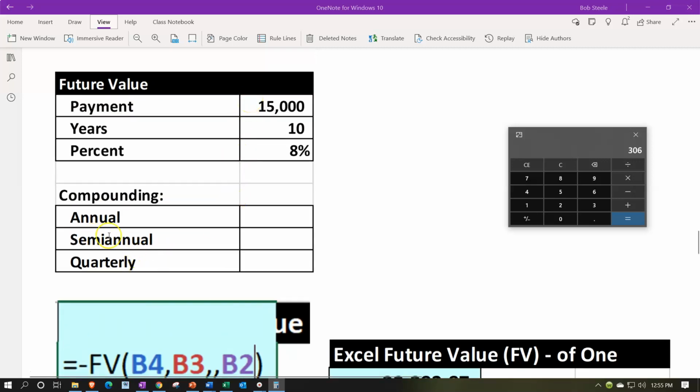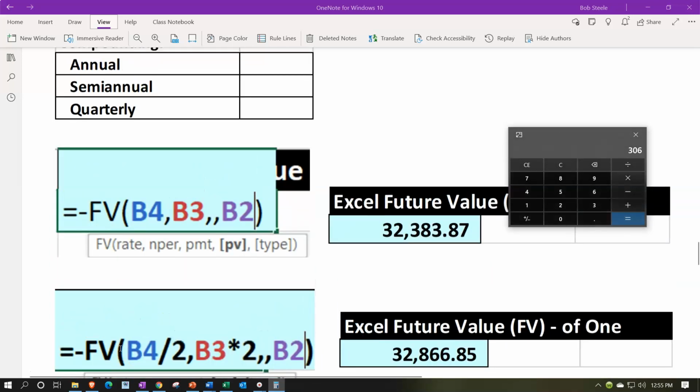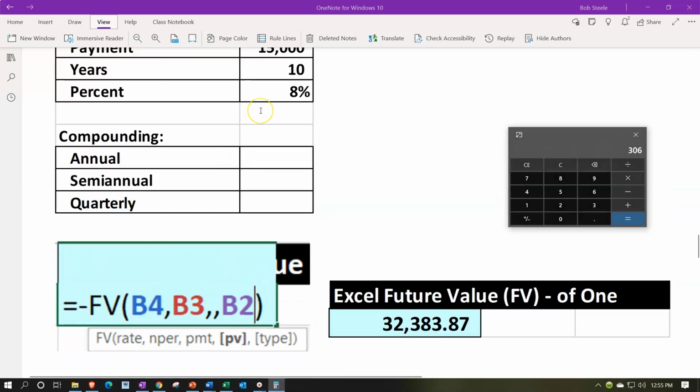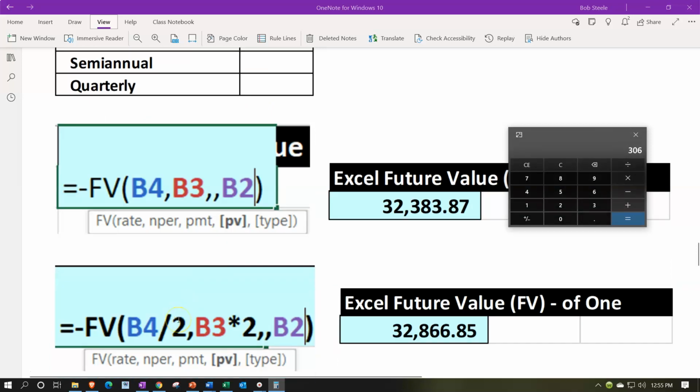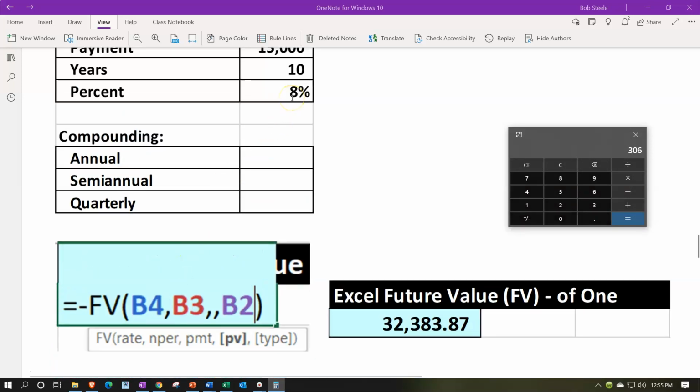Now let's go to semi-annual. What's the difference in semi-annual? The rate now would be the 8% divided by 2. So you've got to make sure to pick up that divided by 2. Again, note that Excel is taking this yearly percent and dividing it by 2. That's the method it's using to calculate this.